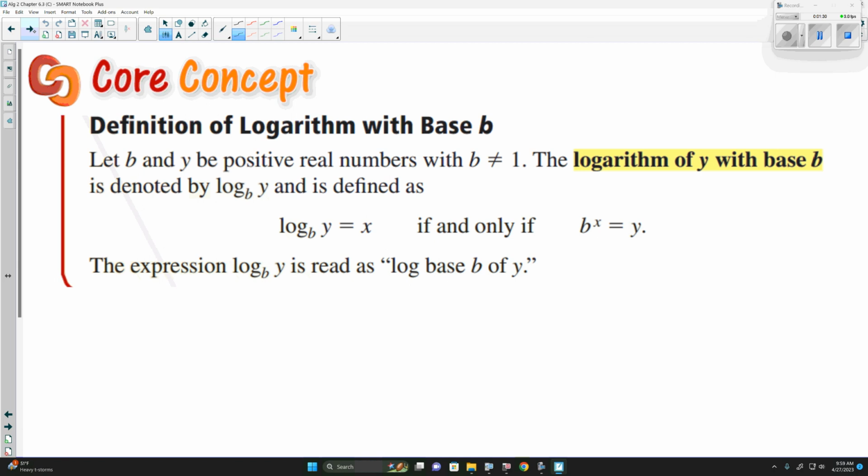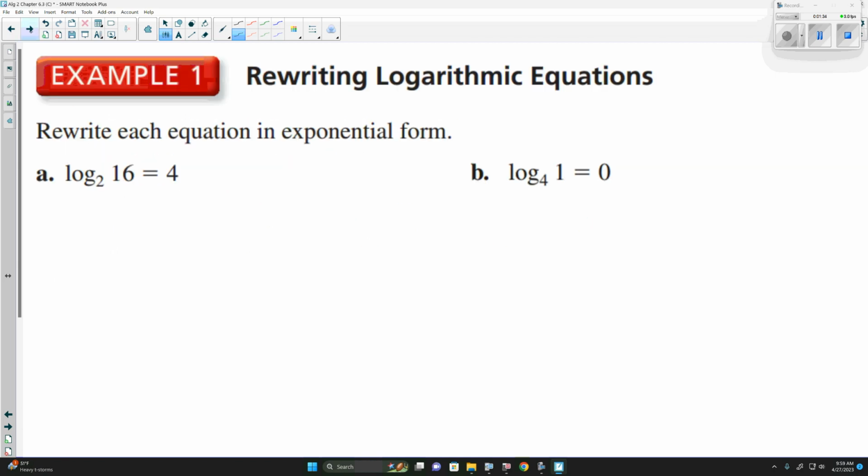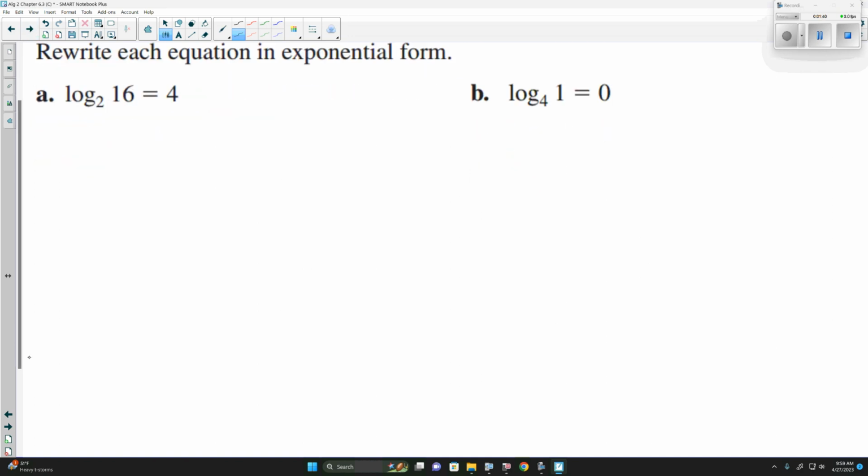So let's look at this here. The first few that we're going to do are really just switching from log base to exponential. The first one we have is log base 2 of 16 equals 4. And as we've said, log base b of x equals y if and only if b to the y is equal to x.